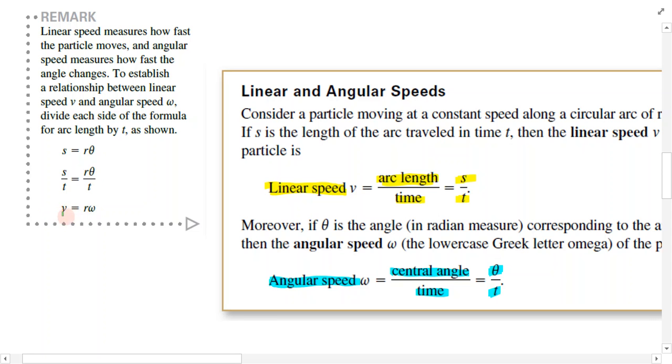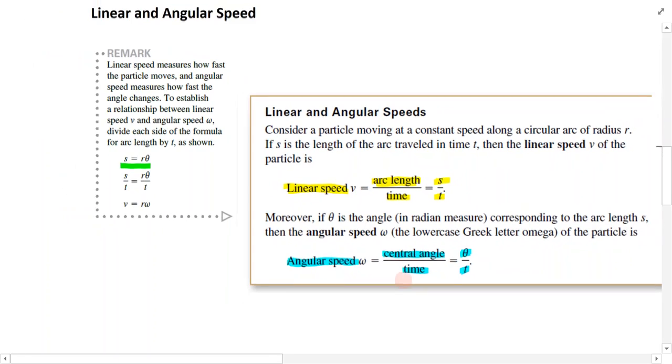We have an alternate way of representing linear speed, v, velocity, which can also be represented as the radius times omega. It's really just a substitution, not a derivation, using the original idea of arc length, substituting in for theta over time, and we end up with r times omega, which is theta over time. So sometimes it's easier to use that notation.